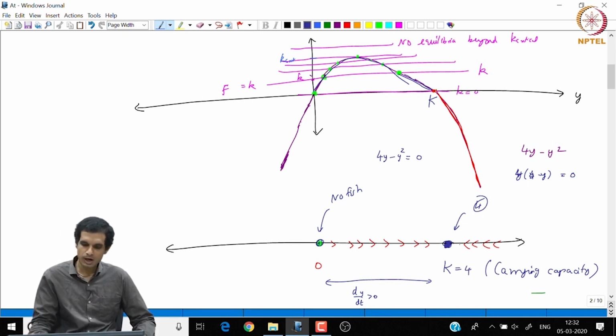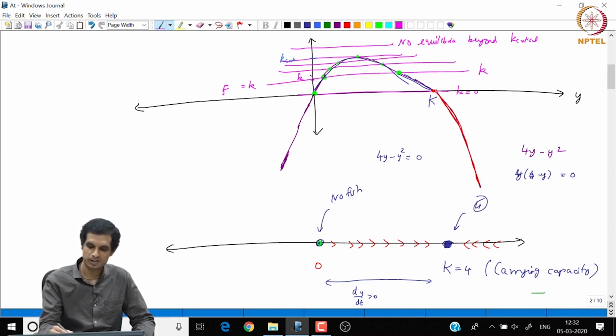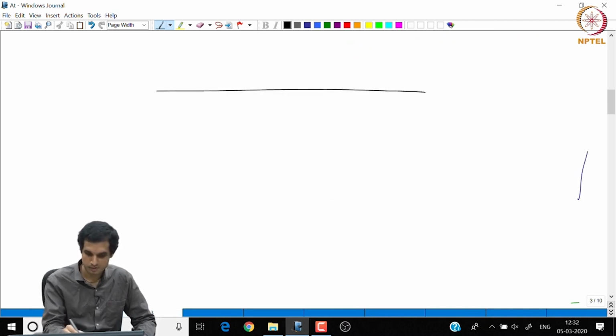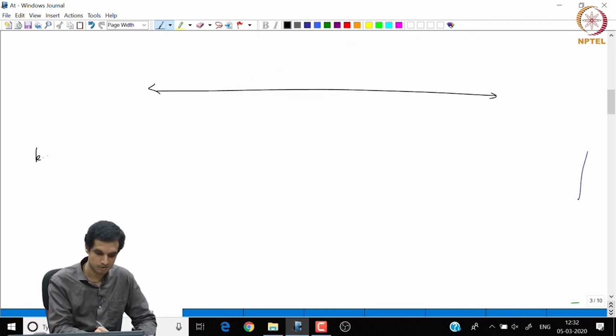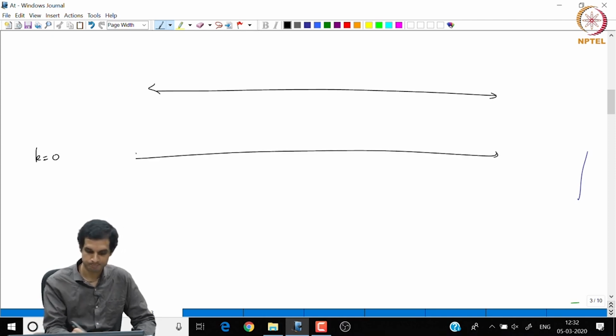Now, what happens when k is slowly increased from 0? When k is slowly increased from 0, the 0 steady state shifts somewhere over here. So, let me go to the next page. So, this is when k equal to 0; we saw there are two steady states, 0 and 4, and this is unstable and this is stable. So, the population kind of settles around 4.